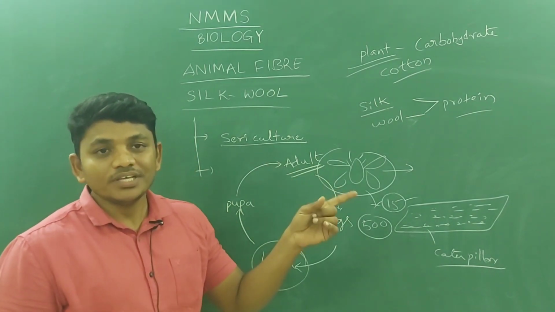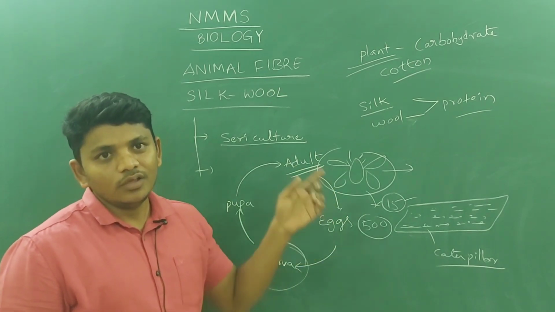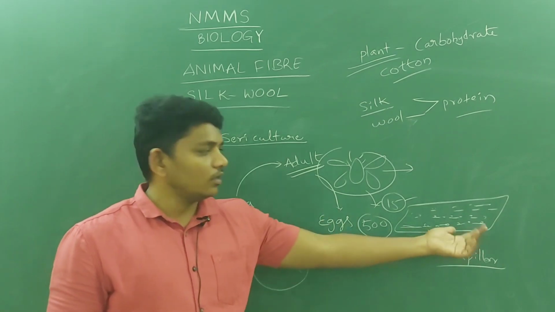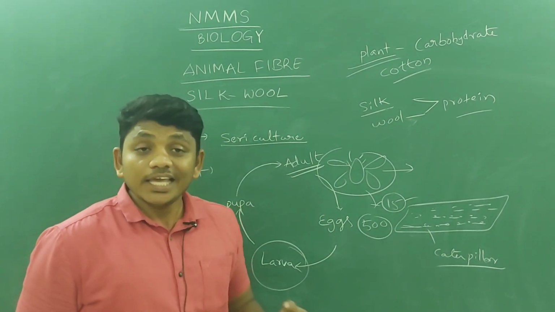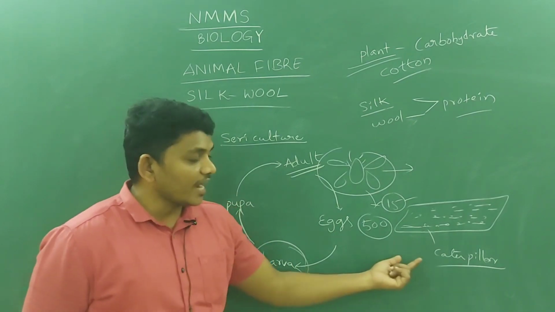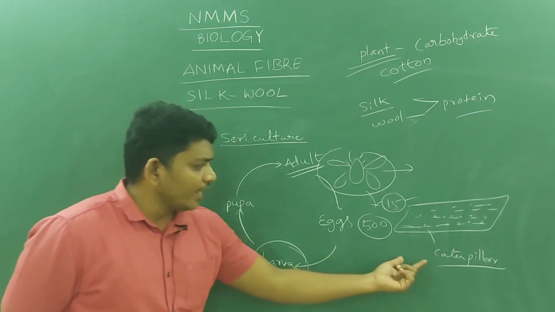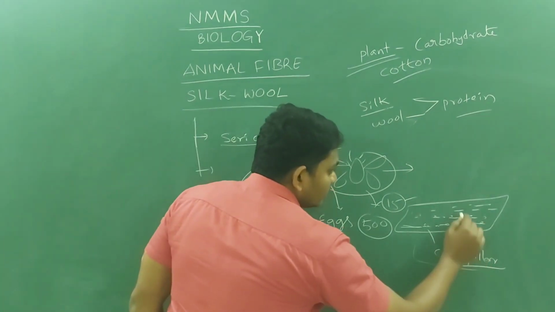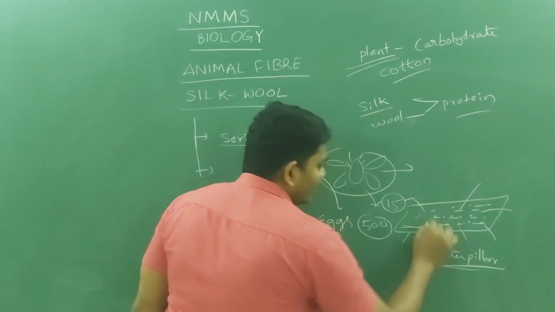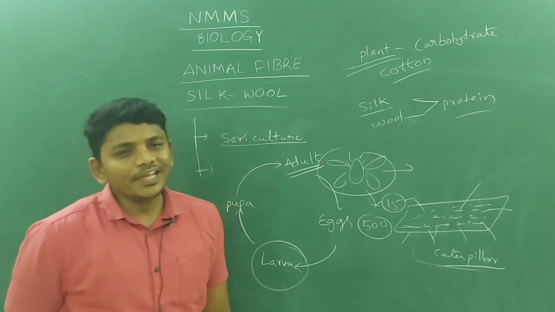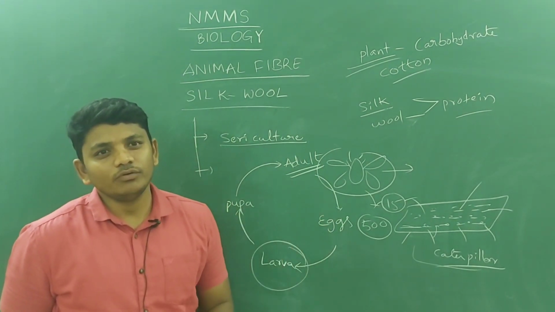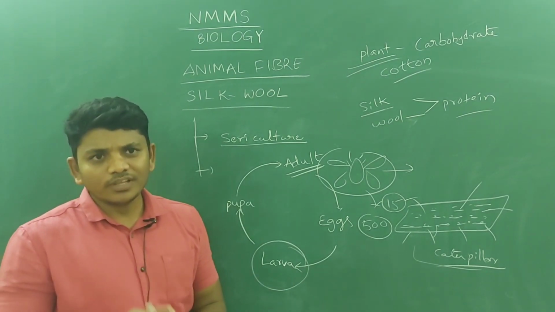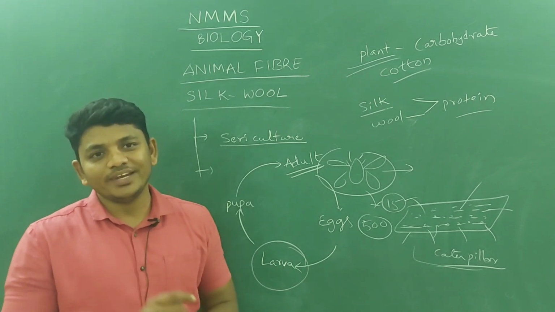A female silkworm is yellowish in color, and can lay 500 eggs at a time. Then these eggs will be laid on mulberry leaves. Mulberry leaves will be eaten by these caterpillars after that. When caterpillars come from the hatched eggs, they eat all these mulberry leaves for up to 30 to 40 days.